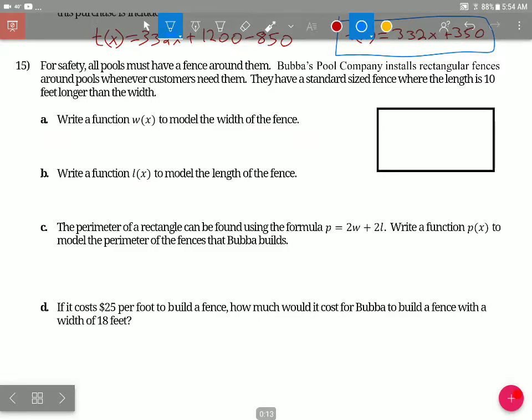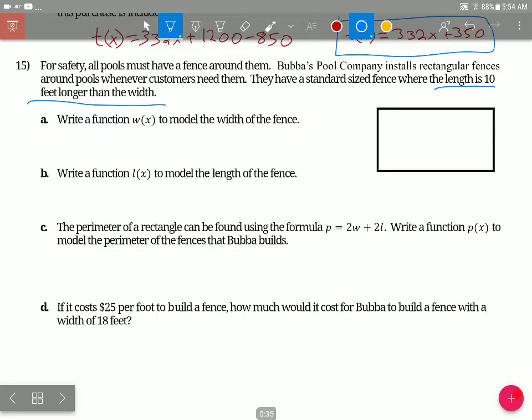So Bubba's Pool Company installs rectangular fences around pools whenever customers need them. So if the pool you're installing doesn't have a fence, they'll put it in for you. They have a standard size fence where the length is 10 feet longer than the width.